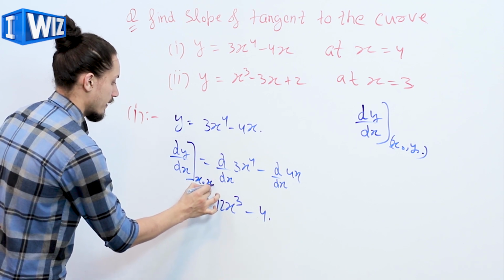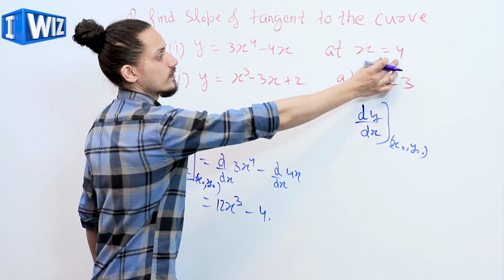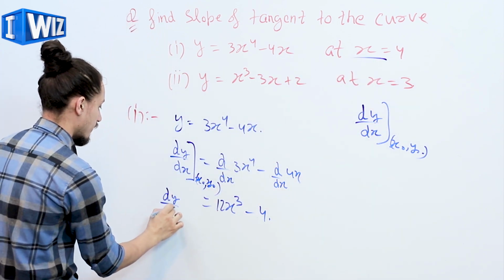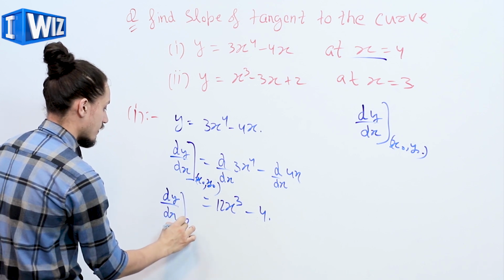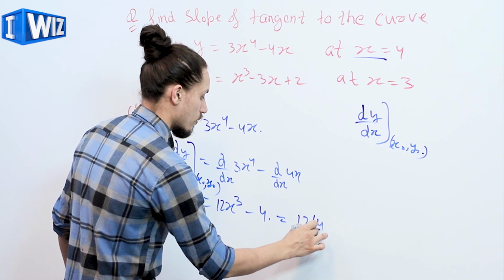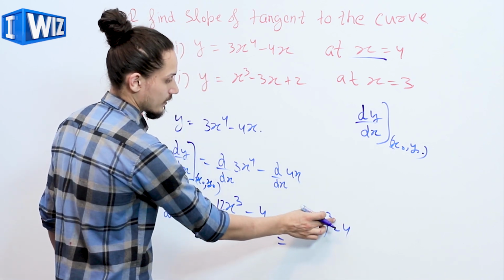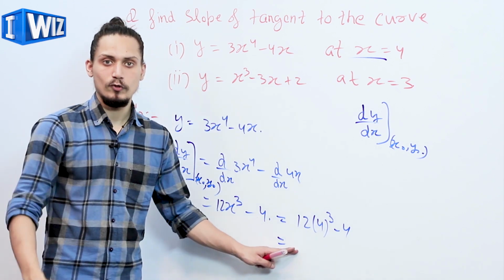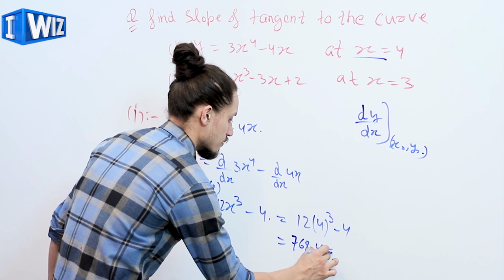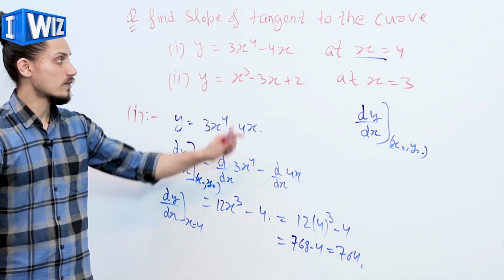Cool. Now we have to find the slope of the tangent, which is equal to dy/dx at (x0, y0). We don't have the value of y0, but we have the value of x0, at x is equal to 4. So dy/dx at x is equal to 4 will become 12 into 4 raised to power 3 minus 4. Now 4 raised to power 3 multiplied by 12 will be equal to 768. So 768 minus 4 is equal to 764. This is the slope of the tangent for the first curve.